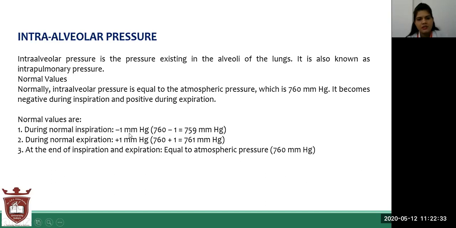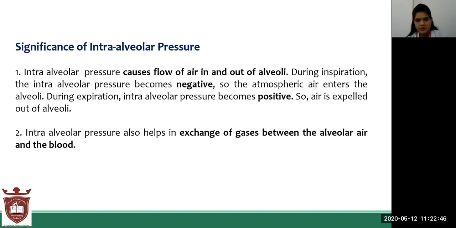During normal inspiration, it is negative 1 mmHg, and during expiration it is plus 1 mmHg, and at the end of inspiration and expiration it is equal to the atmospheric pressure, that is 760 mmHg. So what is the significance of intraalveolar pressure? It causes the flow of air in and out of the alveoli.